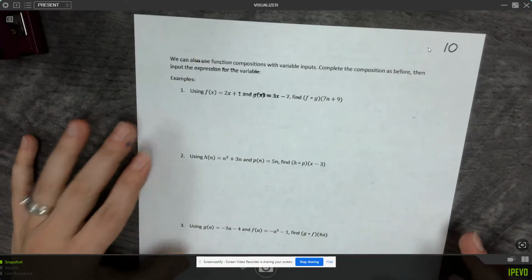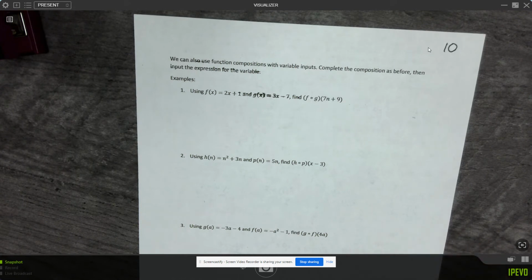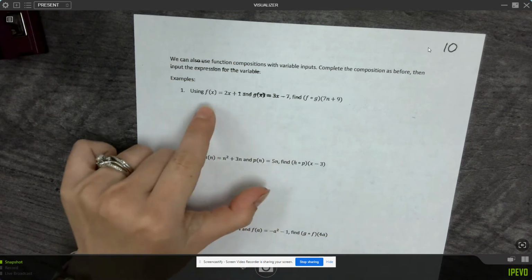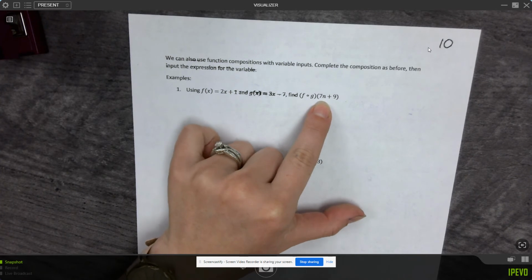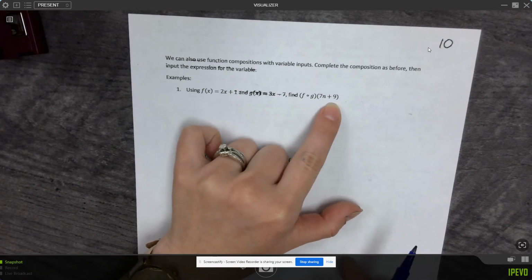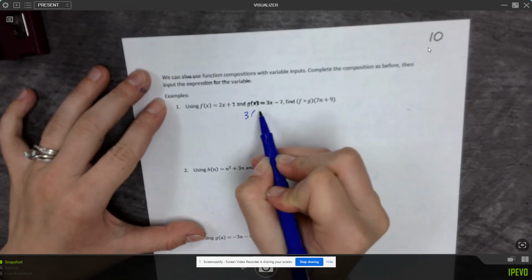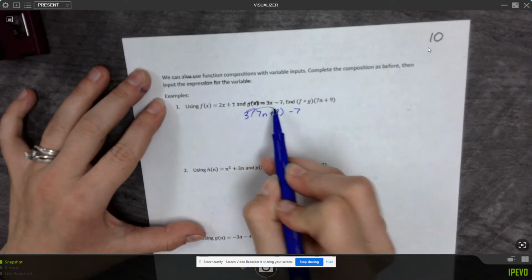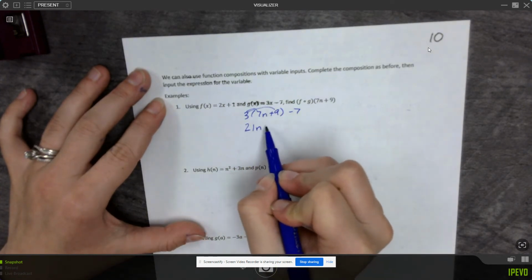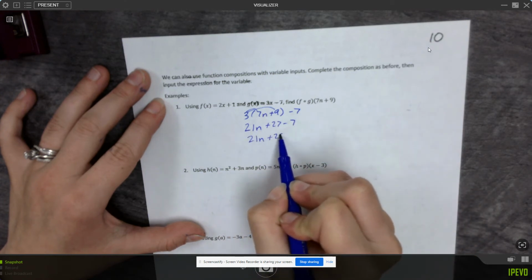Now, we also can use function compositions with variable inputs. So you're going to do a composition as before, but you're inputting whatever it is that you're having for your variable expression. So I have my two functions, f of x and g of x. I want to do f of g of 7n plus 9. So I'm going to plug 7n plus 9 in for g. So I have my 3, take out my x and plug in 7n plus 9 minus 7. I'm going to distribute to get 21n plus 27 minus 7, which is 21n plus 20.